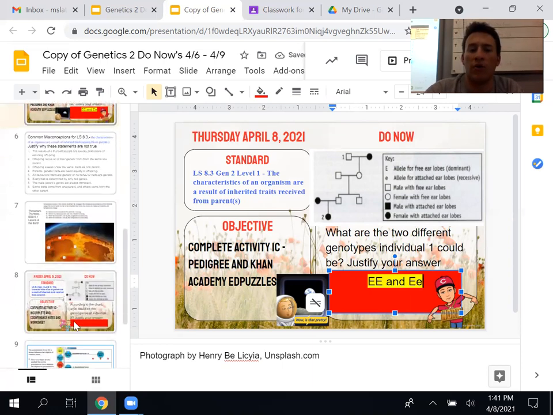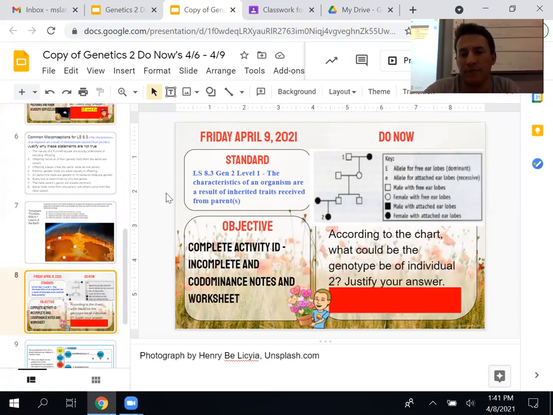For our last do now for the week, what we're looking at here is the same pedigree diagram, but a different individual. This time, we're looking at individual 2, which is at the bottom. We know the dominant and recessive alleles, but we also need to understand what this individual is. Let's use the key again for this. If we look, it's a shaded in circle. So if we go to the key and look down, we find that the shaded in circle is a female with attached earlobes. The question says, according to the chart, what could be the genotype of individual 2?